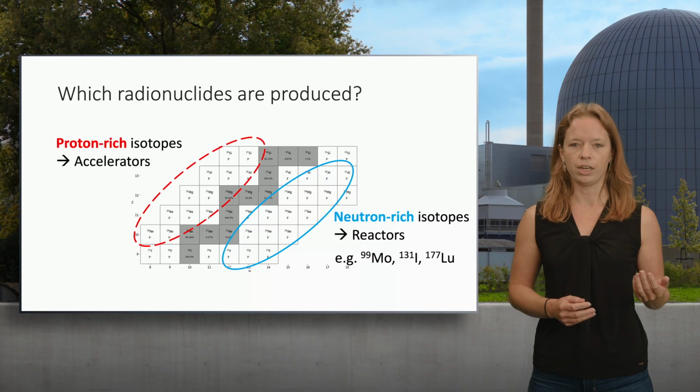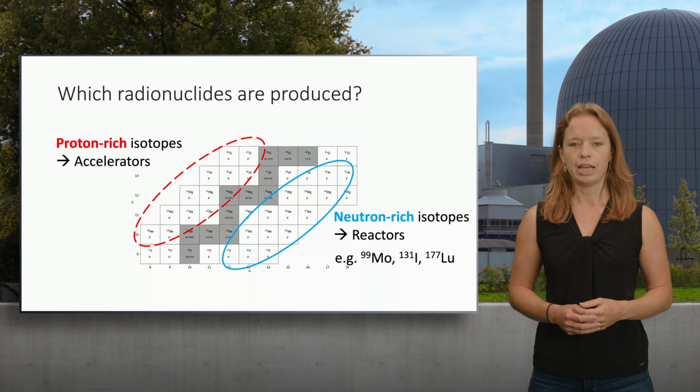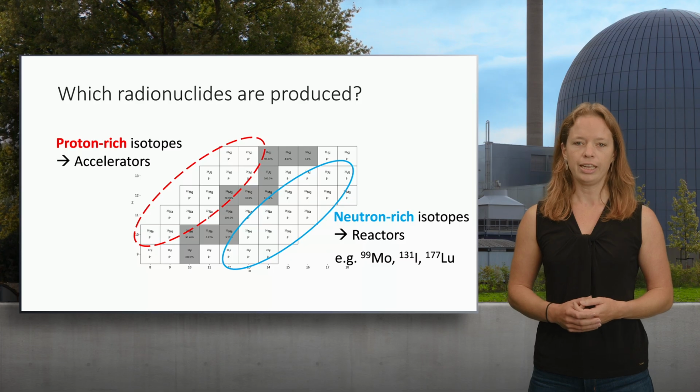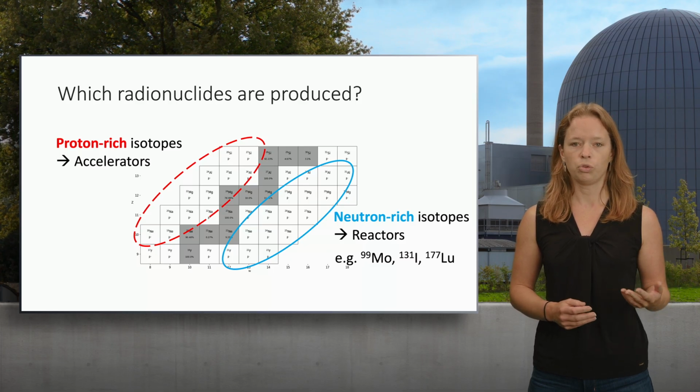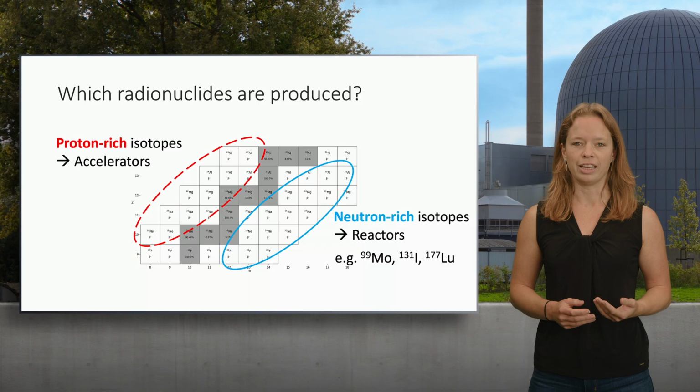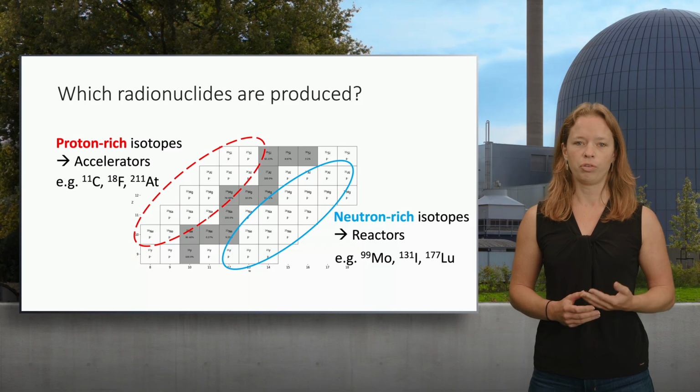On the left-hand side of the stable isotopes, we find the proton-rich radionuclides. These are generally produced in accelerators, such as cyclotrons and linear accelerators. They can decay, for example, by emitting a positron, and can then be used to image a patient using positron emission tomography, also called a PET scan. Examples are carbon-11, fluorine-18, and astatine-211.